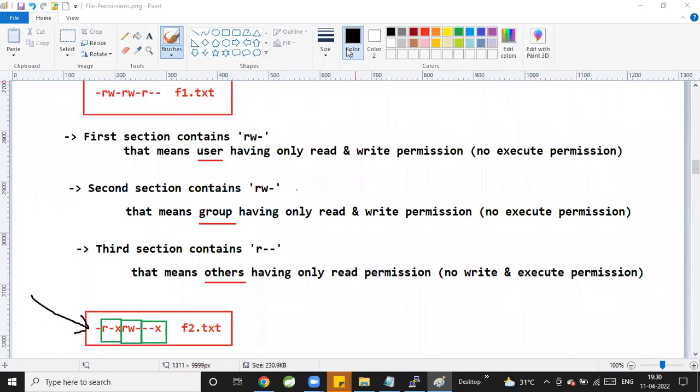People are not responding. Be active. Tell me who is having which permissions for the F2.txt.